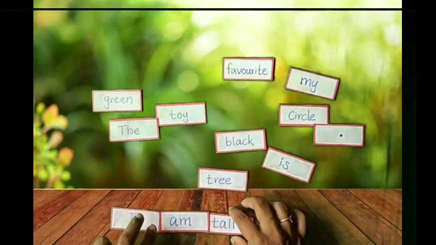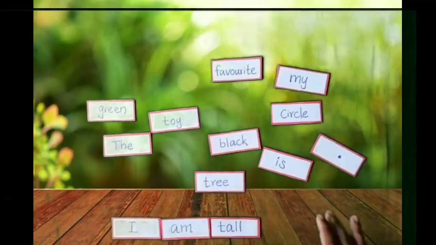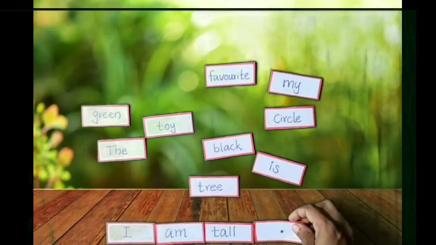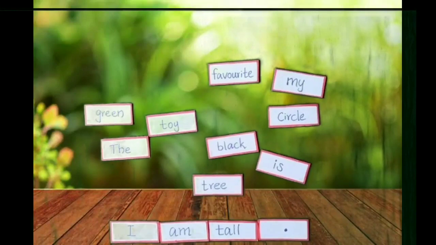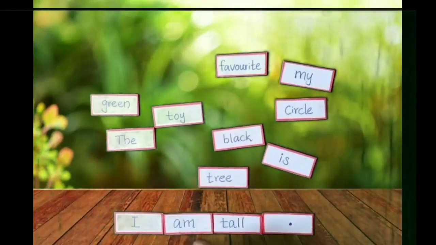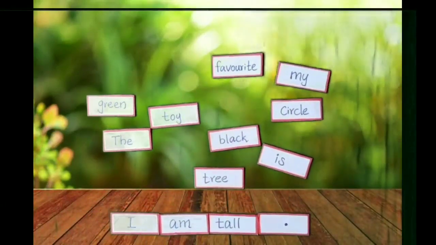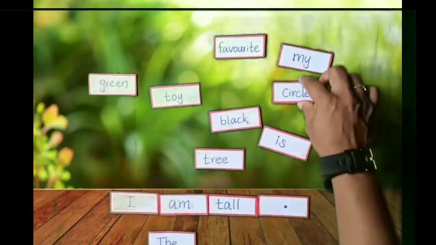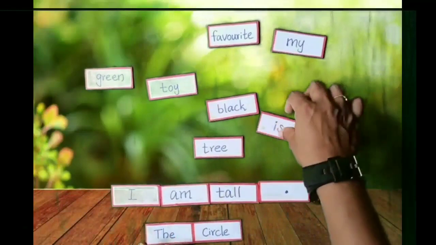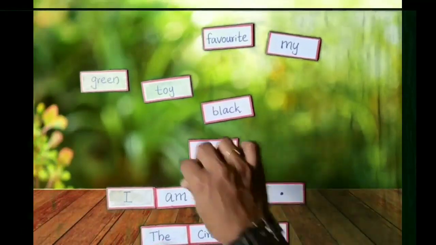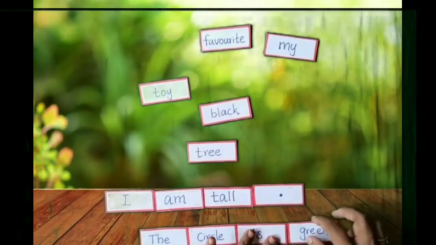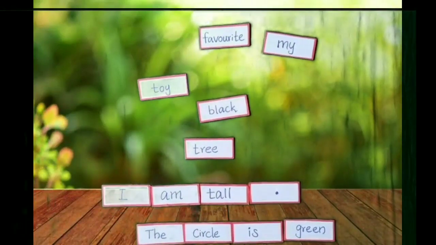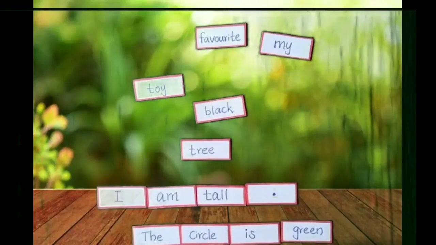Then let's make a sentence with the describing word tall. I am tall. So now it is a sentence, and after completing this sentence we have to put a full stop. Then let's make one more sentence with these paper chits. Yes, the circle is green. So here I got another sentence with these paper chits. The circle is green.